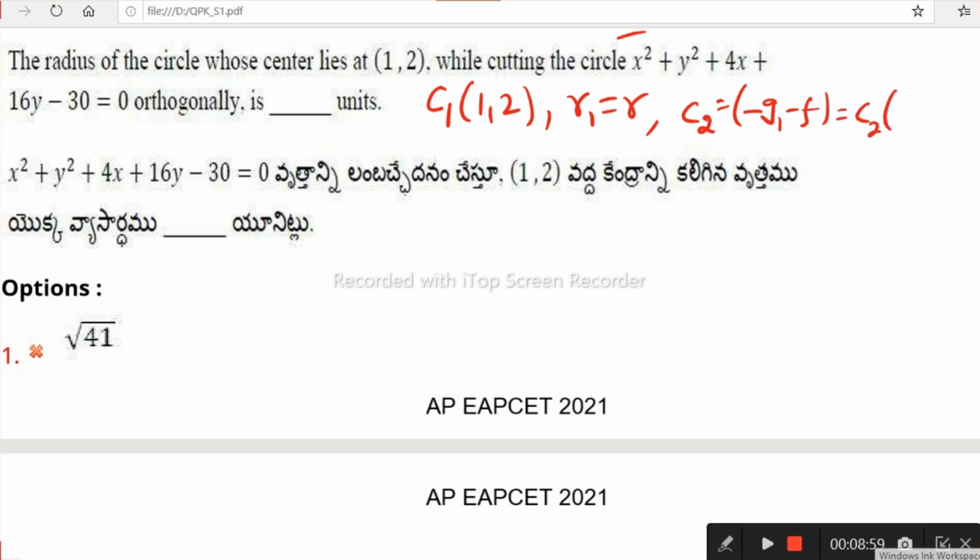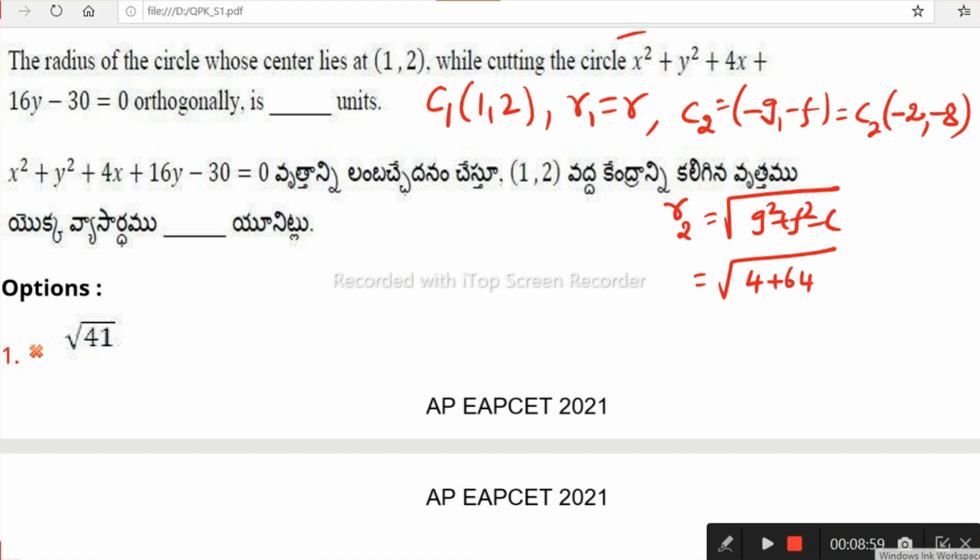That is C2 is minus g, which means minus 2, and minus f is minus a. This is the center. What is the radius of this circle? R2 I am taking, that is root over g square plus f square, according to this formula. You know well, that's root over g square plus f square. G square is 4, f square is 64.